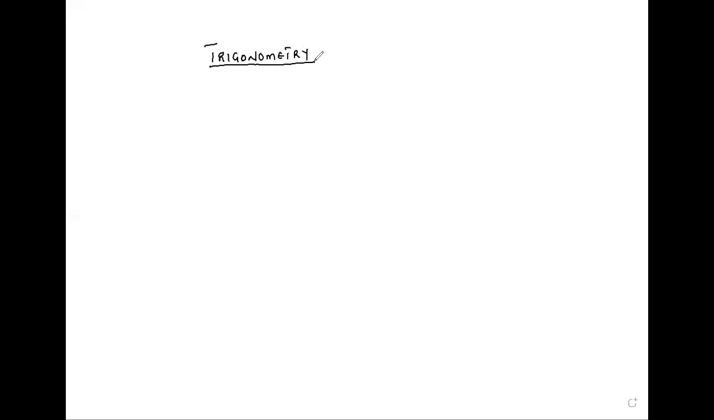In trigonometry, the first thing that we need to know is what type of functions we're going to be dealing with. The first function is the sine function. The second function is cosine. The third function is tangent.